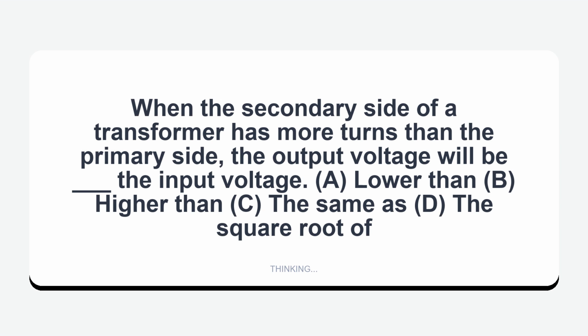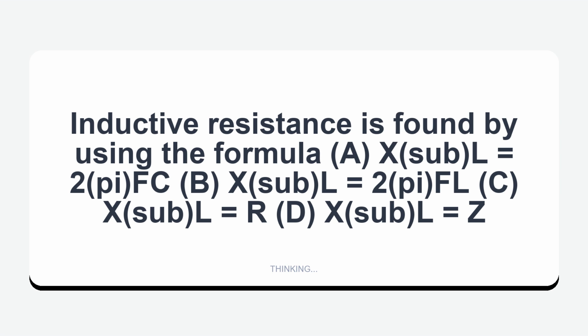When the secondary side of a transformer has more turns than the primary side, the output voltage will be ____ the input voltage. A. Lower than, B. Higher than, C. The same as, D. The square root of. B. Inductive resistance is found by using the formula A. X sub L equals 2 pi F C, B. X sub L equals 2 pi F L, C. X sub L equals R, D. X sub L equals Z. B.